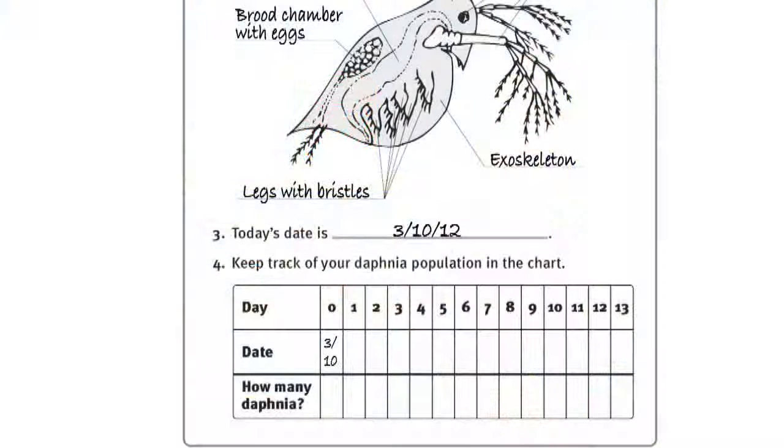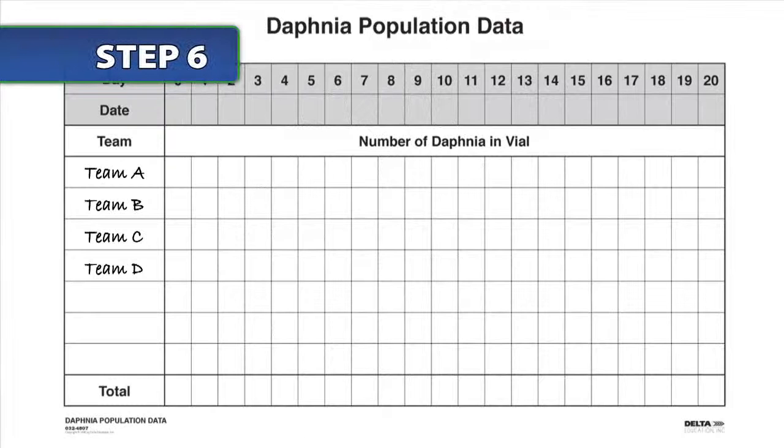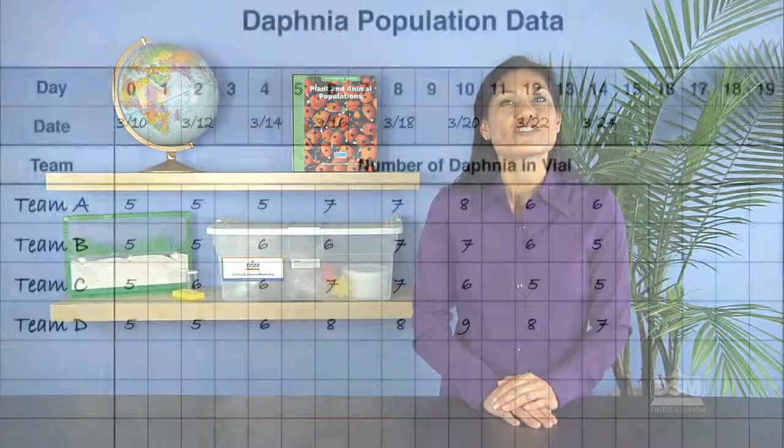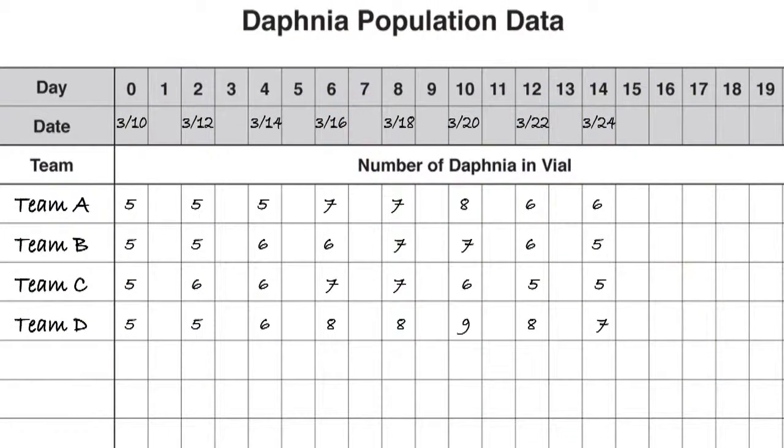Tell students to find the population chart on the activity sheet. Fill in today's date just below day 0. Record 5 Daphnia on the chart. Then post the class Daphnia population data chart and enter the starting numbers on it. Explain that each team will be observing their vials and counting Daphnia for the next 3 weeks to see how the Daphnia population changes.